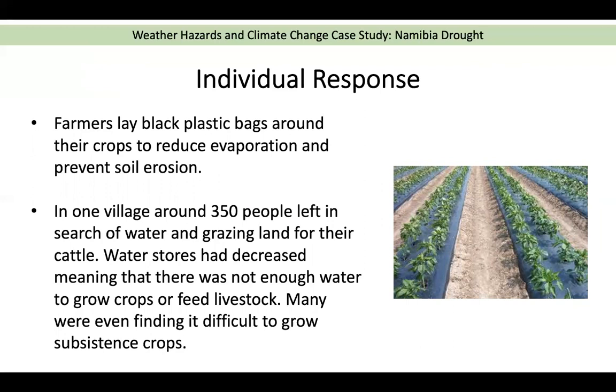Remember, subsistence crops are those crops that you grow just to feed yourself. So you're not growing crops to sell them on, you're just growing crops to feed yourself, and that's called subsistence farming.